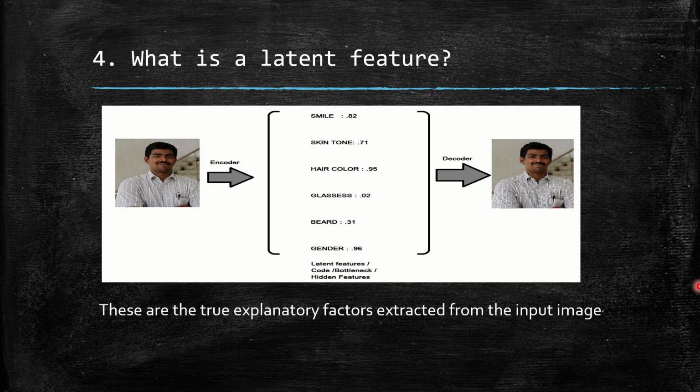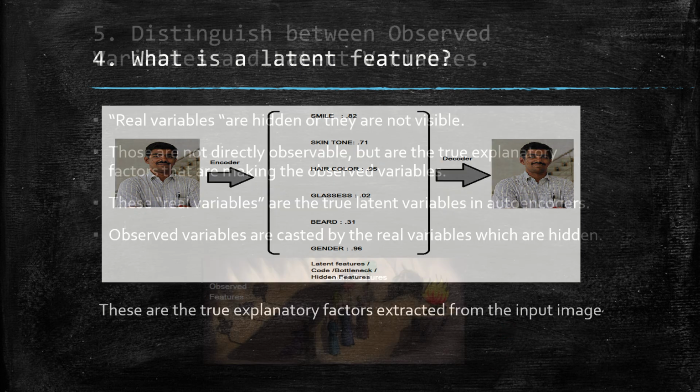The next one is: what is a latent feature? These are the explanatory features extracted from the input image. Remember, these are the true explanatory features or factors that are extracted from the input image. If you see this image, smile, skin tone, hair color, glasses, beard, gender, all these are the explanatory features which are extracted completely out from the input image, and that's called the latent features.